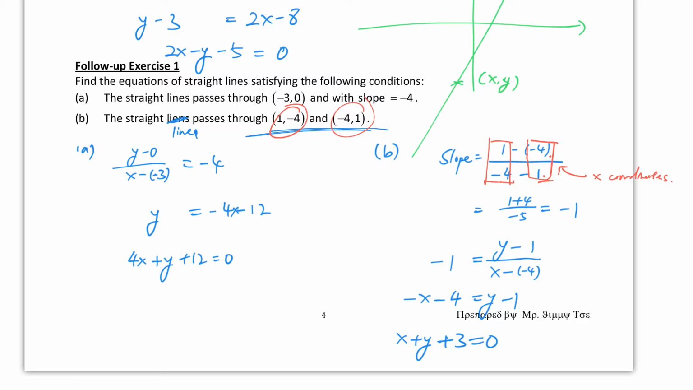After finding the slope, the slope is equal to -1, and you can use the previous idea. -1 is equal to (y minus 1) over (x minus (-4)). Maybe you can use either point, but I want to use this point. Simplify it, and you can find the final answer: x plus y plus 3 is equal to 0. Okay, this is the first part of my video. I hope that you know how to find the equation of a straight line given one point and one slope, or two points.